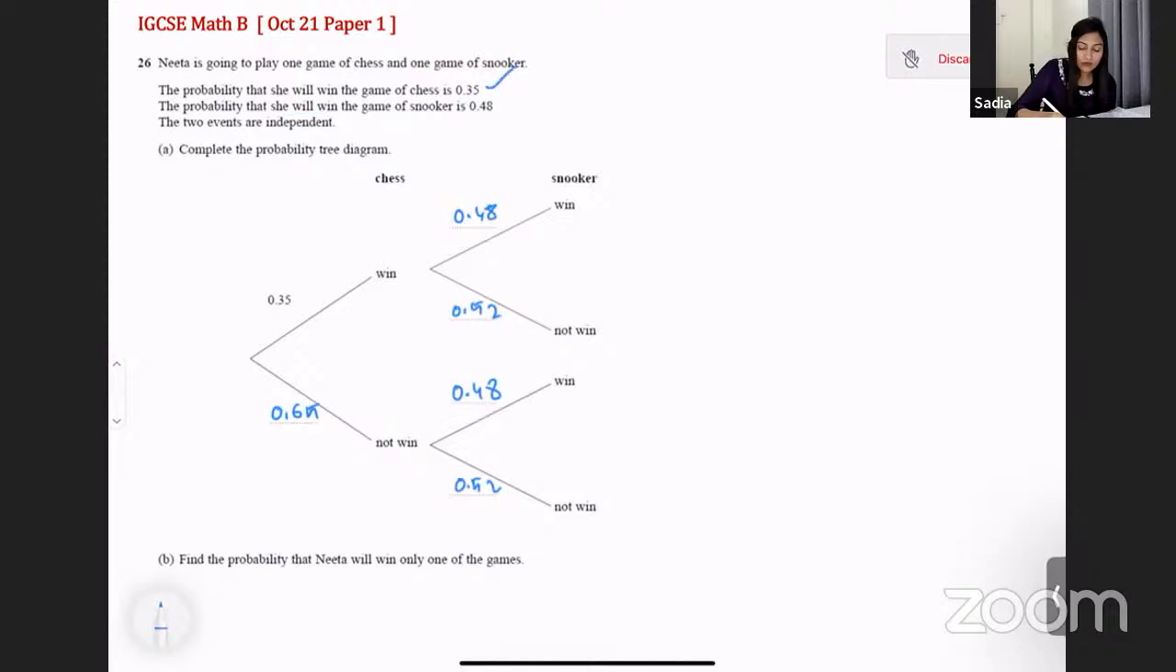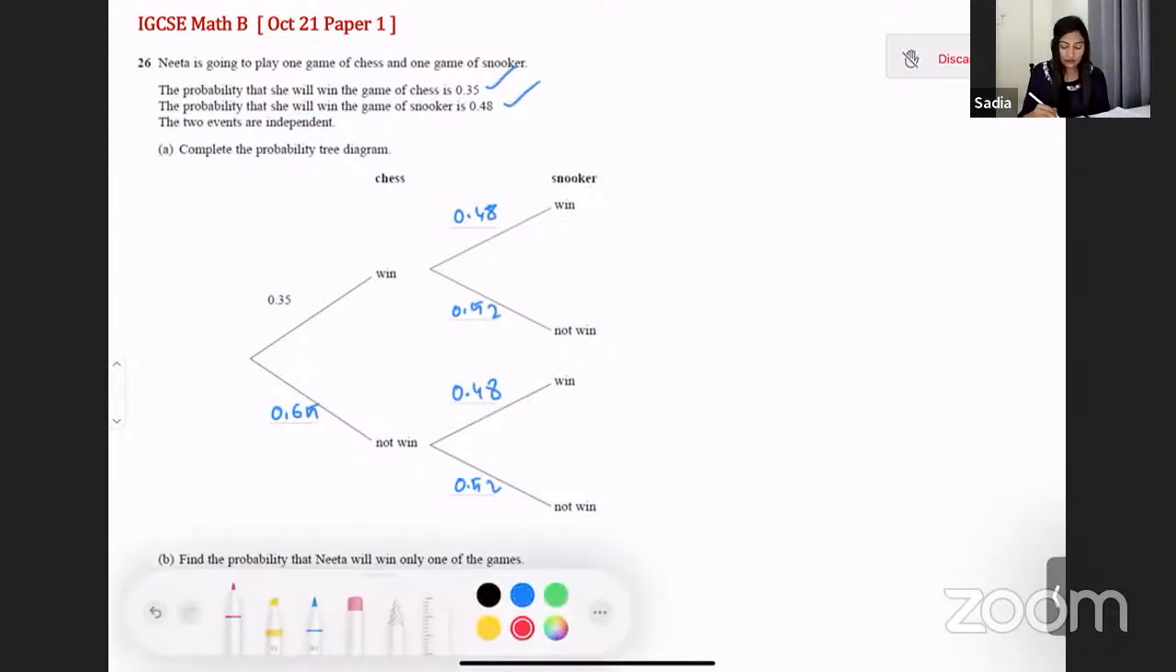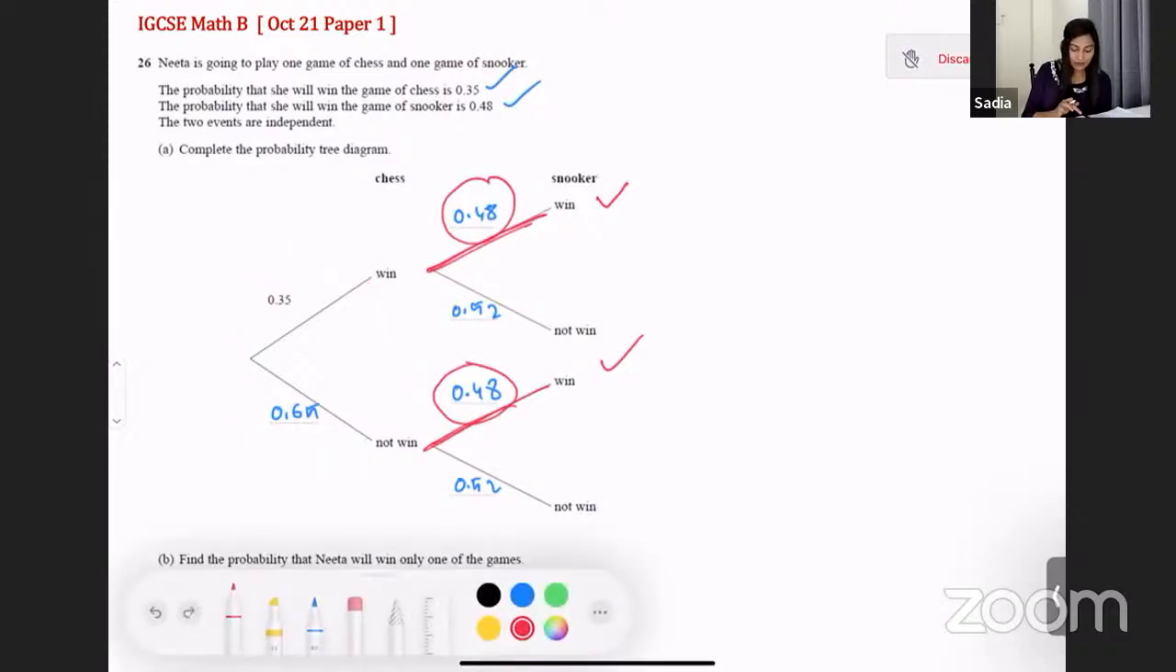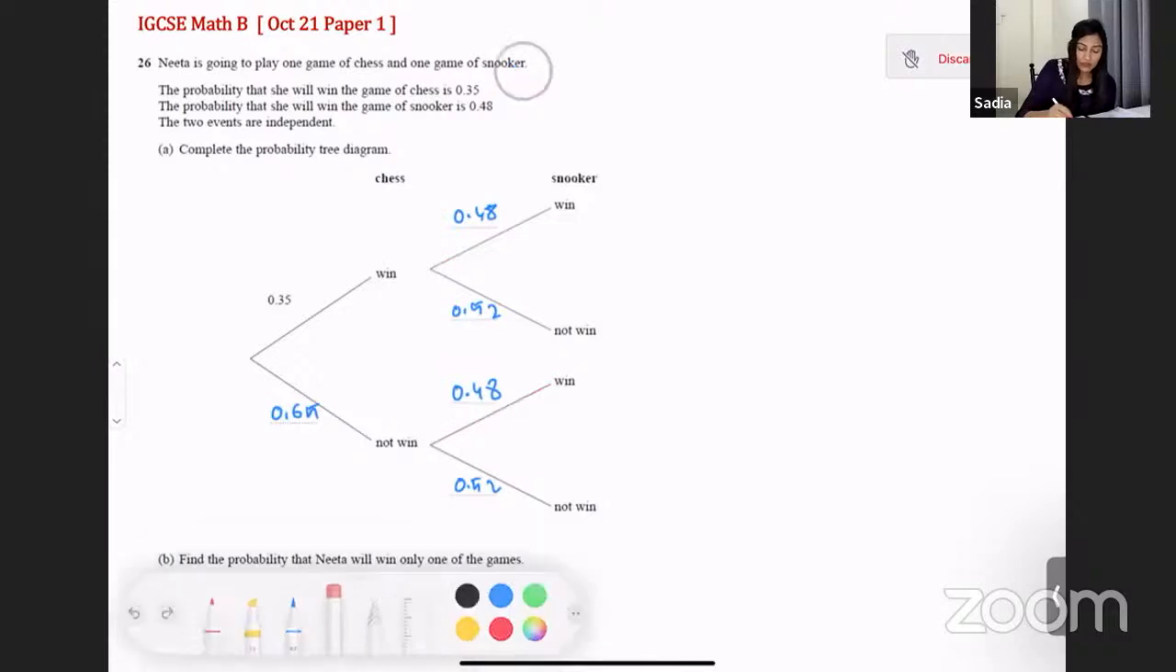Okay, so probability of winning chess is given, probability of winning snooker is given, and they are independent of each other, as in snooker should be 0.48 on both situations, irrespective of what happens in the game of chess, because they are independent. So I'm done with the tree diagram.